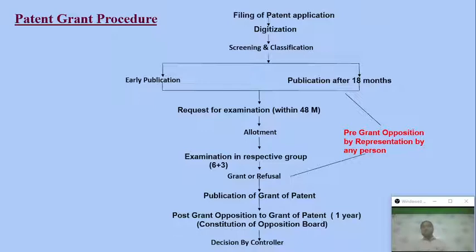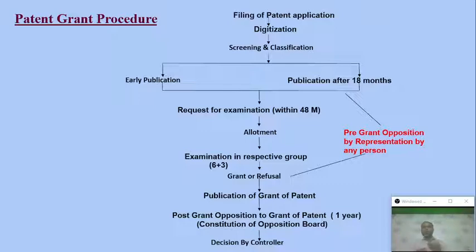How is the patent granting procedure done? Just have a look. You can file a patent either in hard copy or online. Your filing part is over. Now in the patent office there is a digitization section. That digitization section generally digitizes your patent application. After digitization is done, then comes the screening part.